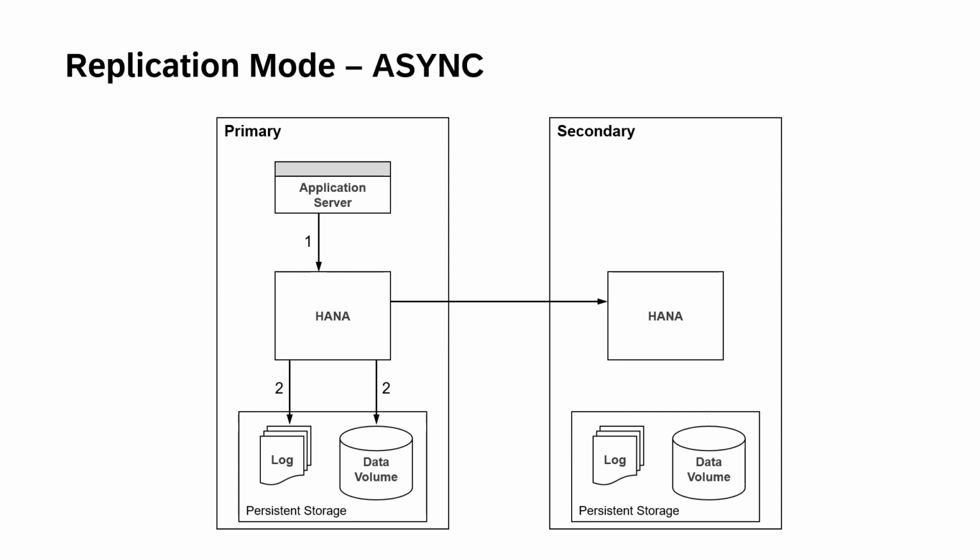So if you see in the first mode over here, it has to wait for 5 steps. First, the data goes from the application server to the HANA instance. Second, from the HANA instance to the secondary instance. Third, the data from the secondary instance to the secondary persistent storage. Fourth, the acknowledgement from the secondary to the HANA instance. And in the fifth step, the application server gets its acknowledgement that the data has been written. So this is 5 steps.